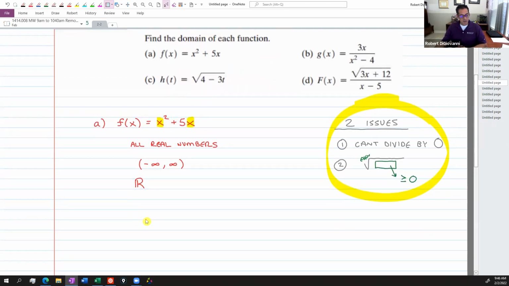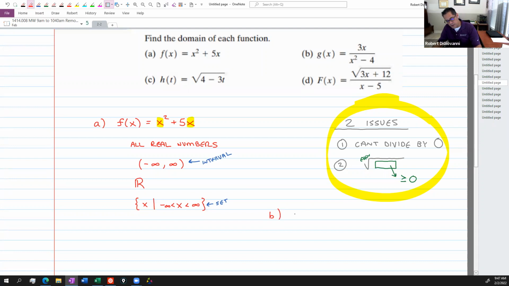There's another notation called set notation that would go like this. The set of X such that X is bigger than negative infinity, smaller than infinity. Now, if you haven't seen that before, it's okay. Don't worry too much about it. This is called set notation. This is called interval notation. All right, let's move on to B. Try and squeeze B in here.